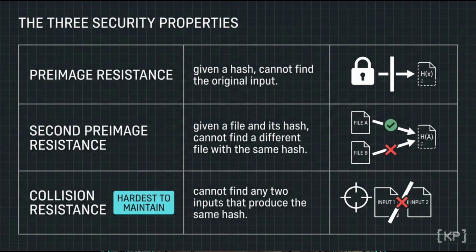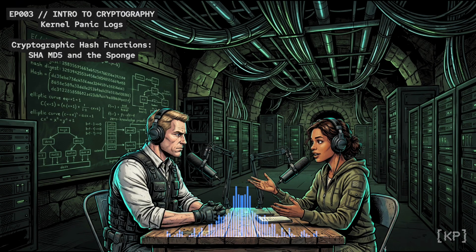The second property is second pre-image resistance. This applies when an attacker already has both a specific file and its resulting hash. Okay, so they have the source and the digest. Right. The algorithm must make it impossible for the attacker to find a totally different file that produces that exact same hash. So if I have a legally binding signed contract and its hash, second pre-image resistance ensures an attacker can't maliciously swap in a modified contract that just coincidentally produces the identical signature. That is the exact real-world application, yes.